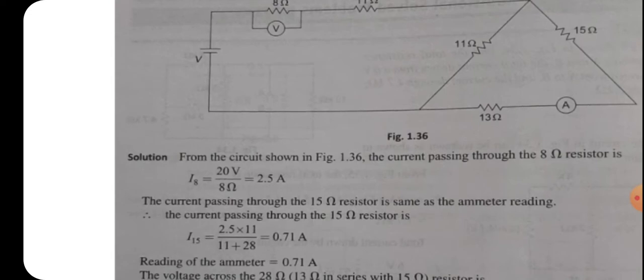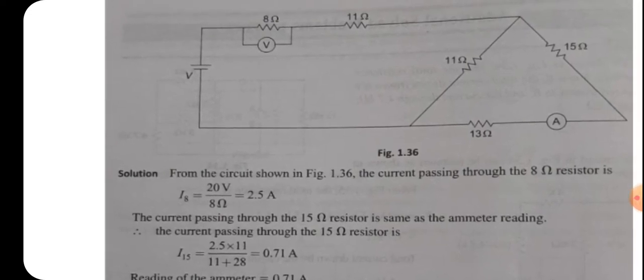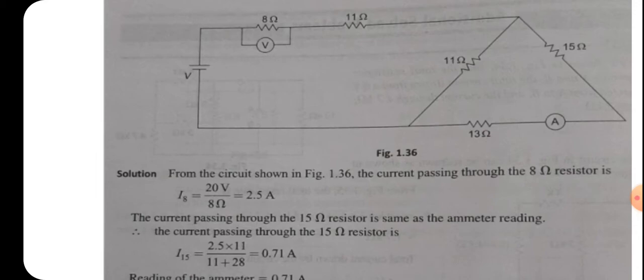You can see that the reading in the ammeter will be the current through the 15 ohm resistor. Also we can say that it is the current through the 13 ohm resistor, because 15 ohm and 13 ohm are connected in series. So the current reading in the ammeter will be the current through the 13 ohm resistor, that is, the current through the 15 ohm resistor.